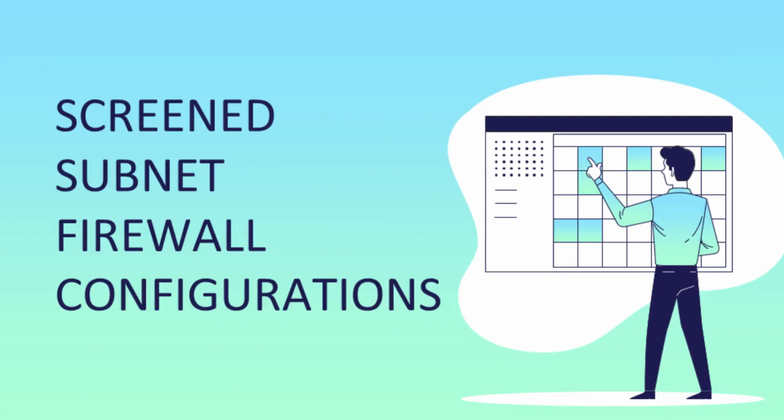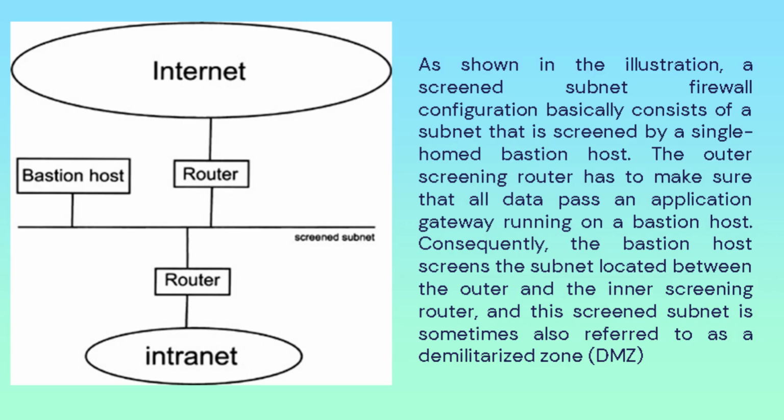Screen subnet firewall configurations. As shown in the illustration, a screen subnet firewall configuration basically consists of a subnet that is screened by a single home bastion host. The outer screening router has to make sure that all data pass an application gateway running on a bastion host. Consequently, the bastion host screens the subnet located between the outer and the inner screening router, and this screen subnet is sometimes also referred to as a demilitarized zone.